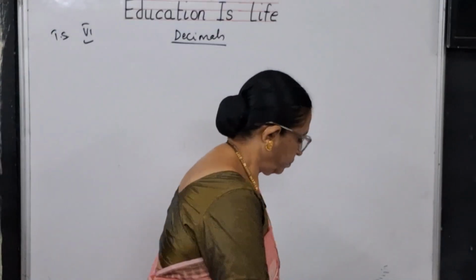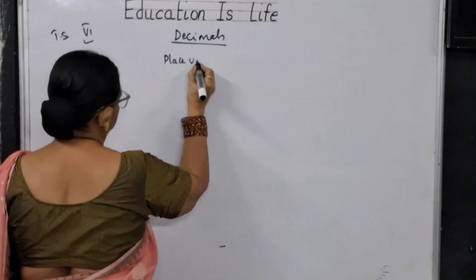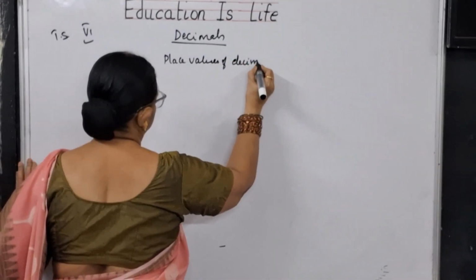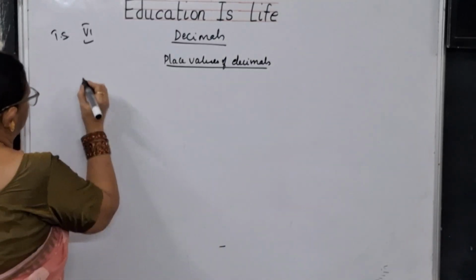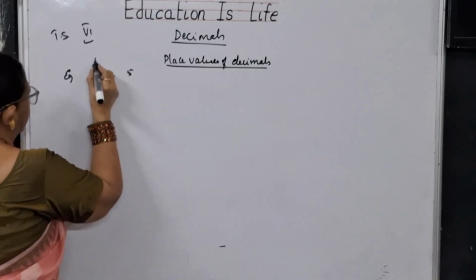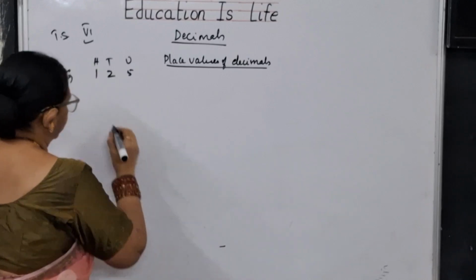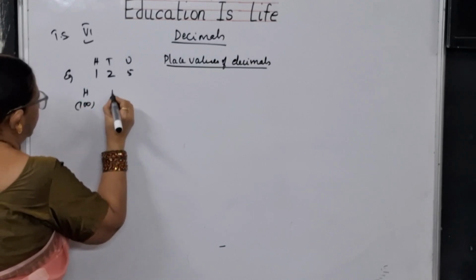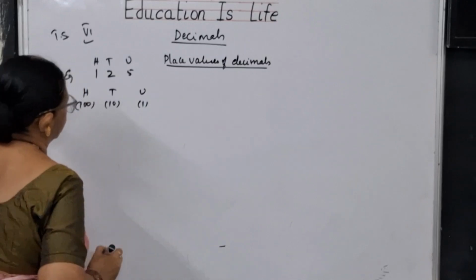Now, children, we will talk about place values of decimals. What is the place value of decimals? As an example, we will take the number 125. This is the hundreds place, tens place, units place. Hundreds place means this is 100. Tens place means this is the tens place, and units place means this is the units place.